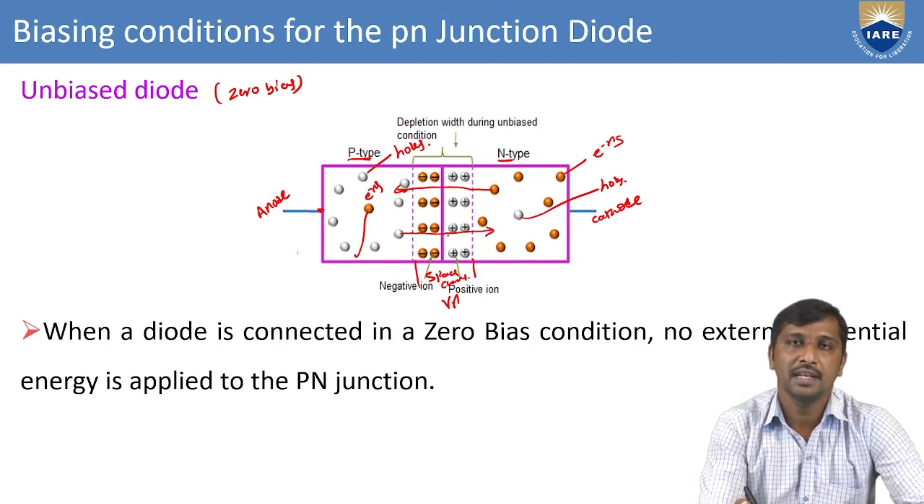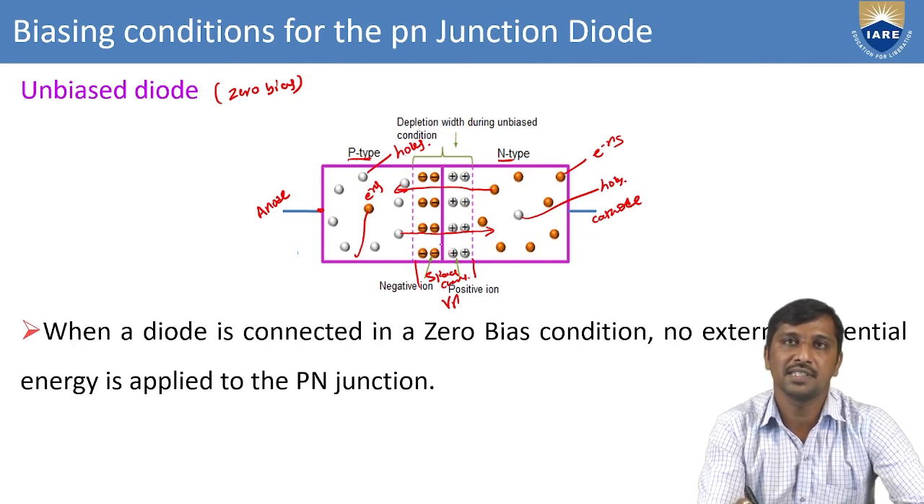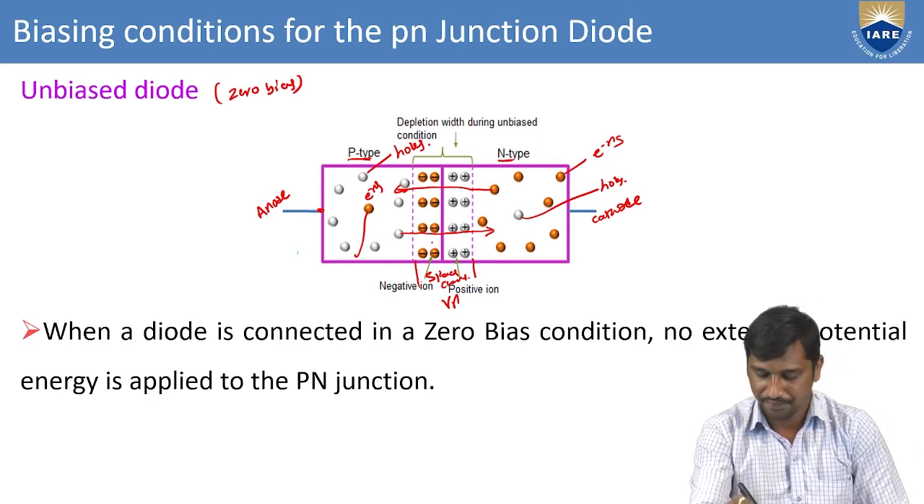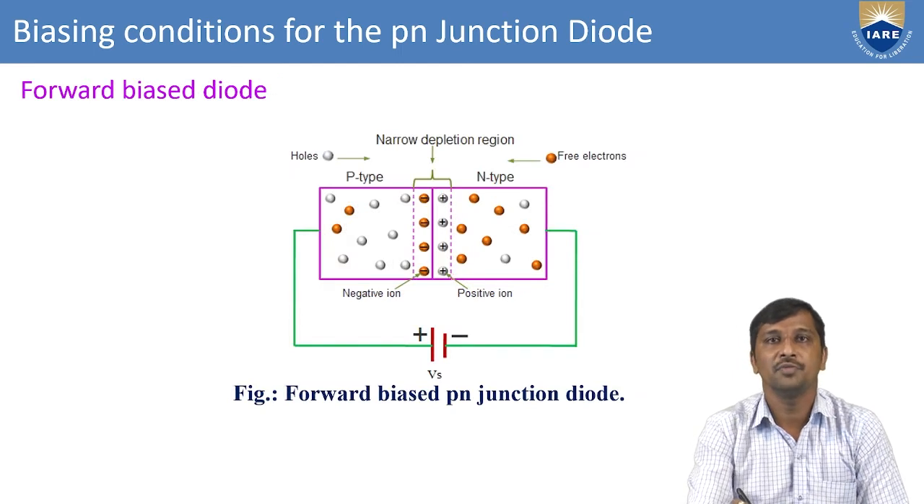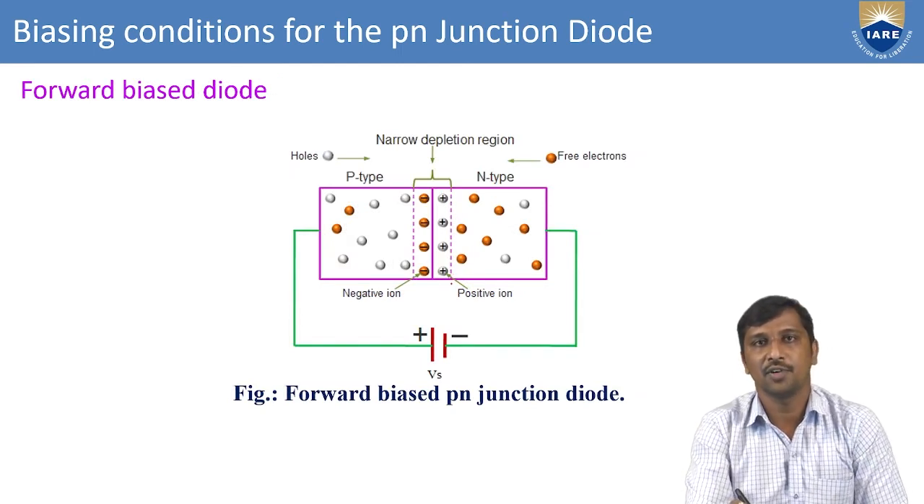But if you want to generate some flow of conduction in this PN junction, your applied energy should be greater than this potential barrier voltage. Then only the charge carriers diffuse from one region to the other region to form conduction in the PN junction here. Now coming to forward bias.